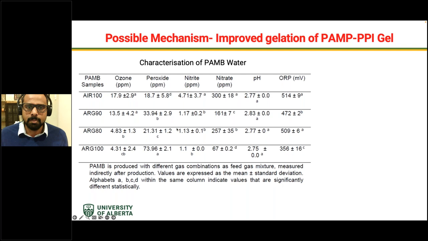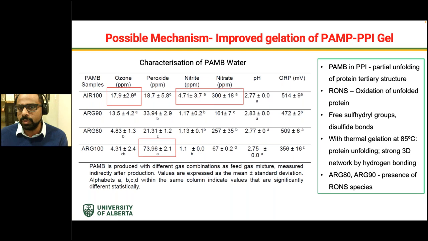Then we wanted to understand the possible mechanism of the improved gelation and improved printability of the gels prepared by plasma activated microbubble water. We determined the different reactive species. Remember, the reactive species are the ones responsible for the changes in the protein structure and their functional properties, right? So in the plasma activated microbubble water, we have different reactive species like ozone, peroxide, nitrate, and nitrite. So all these reactive species could contribute to the changes in the protein structure and their functional properties.